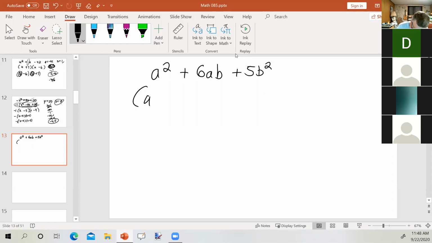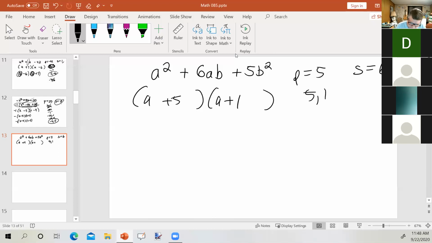So we're going to have an a and an a. Our product needs to be 5, and our sum needs to be 6. Okay? Now, positive product, I've got to have 2 positive factors or 2 negative factors. Since the sum is positive, I can't get there with 2 negatives, so I'm looking for 2 positive numbers. 5 and 1, that's just about it. So it's going to be +5 and +1. Now, am I done?